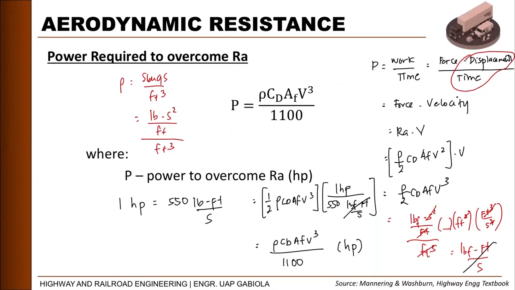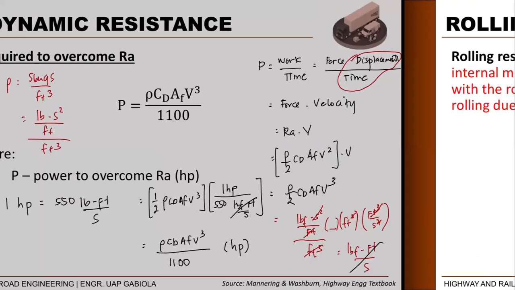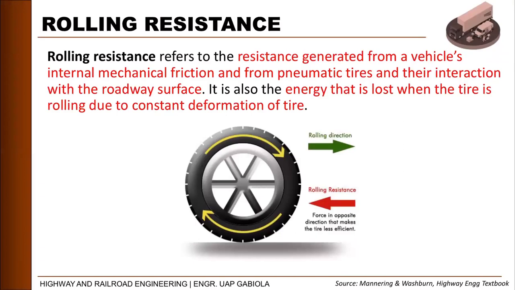Now we go sa rolling resistance. Okay? Rolling resistance naman daw refers to the resistance generated from the vehicle's internal mechanical friction and pneumatic tires and their interaction with the roadway surface. So, yung mismong contact ng mismong gulong natin with our road surface, nagke-create siya ng resistance. So, yung internal mechanics niya, yung dun sa mismong tires natin.